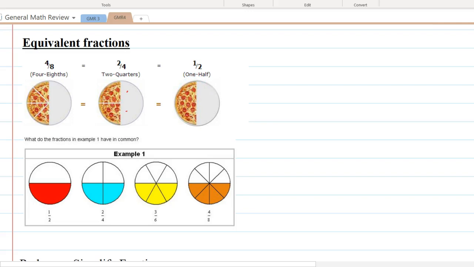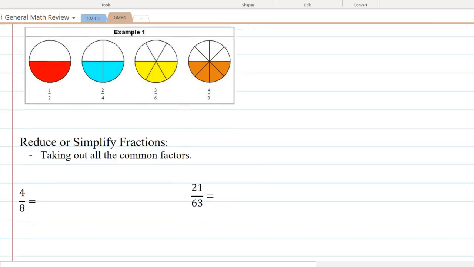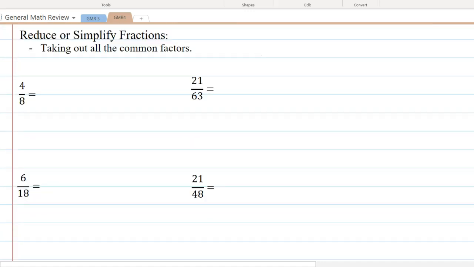When do we need to know equivalent fractions? We need to talk about them when we're reducing or simplifying fractions. To reduce a fraction, you're simply taking out all of the common factors. One easy way of doing it is to go with the smallest factor that you know. Well, I know that 4 and 8 are both even numbers, which means we can divide the top and the bottom by 2. 4 divides by 2, 8 divides by 2.